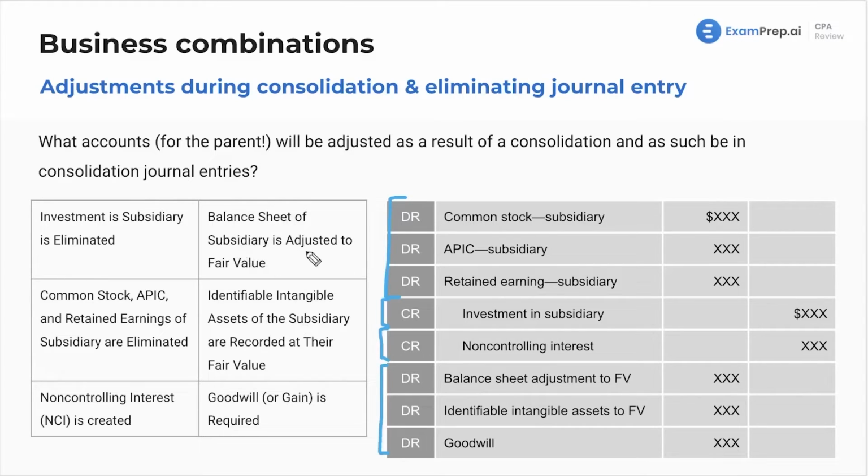Balance sheet of subsidiaries adjusted to fair value. That's just because, like I said, you're revaluing your company. It's a good time to do it, right? When you're being purchased. Identifiable intangible assets of the subsidiary are recorded at their fair value. Again, revaluation.